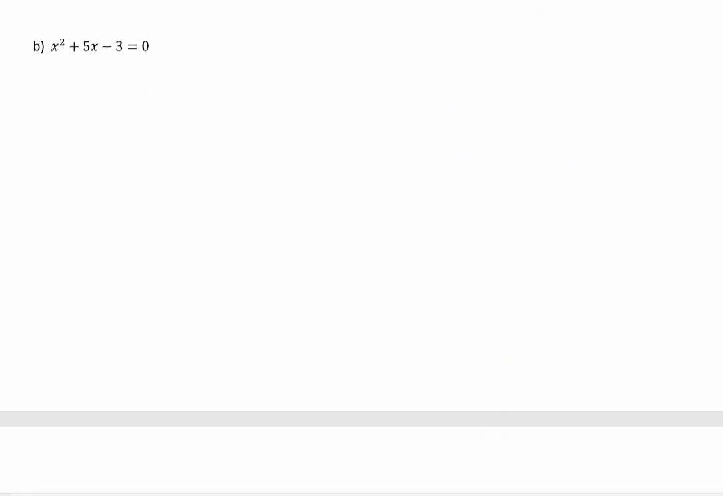All right, here's my next example. x squared plus 5x minus 3 equals 0. So step 1 is move the constant over. In this case, that's add 3. Step 2 is complete the square.